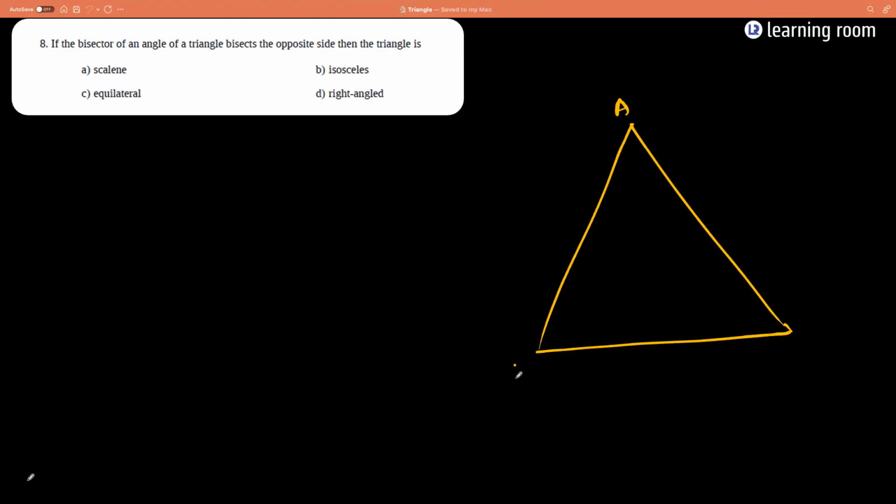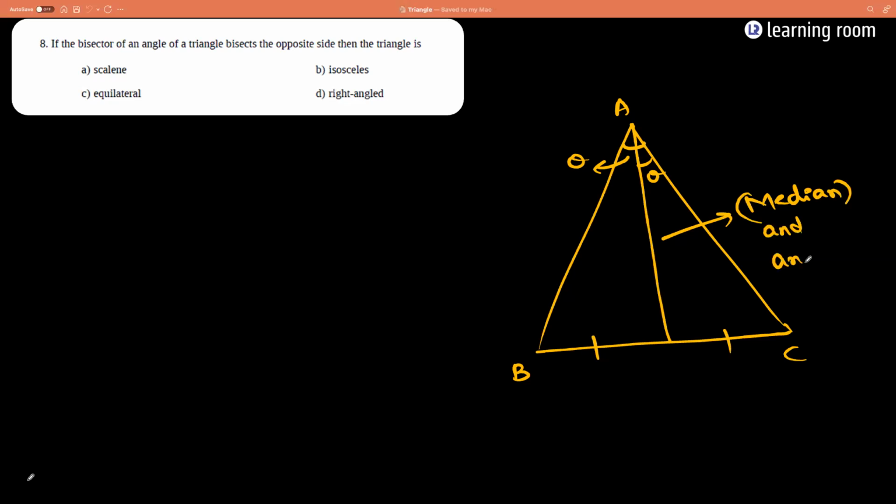Let's try to prove it. So if I take this to be triangle ABC, and I take this angle to be 2 theta, then I am drawing an angular bisector such that this angle is theta, this angle is also theta. And what else is it doing? It is dividing the opposite side in the ratio 1:1. So what is this line? It is going to be a median and angular bisector. Can I say that? Yes, sir.